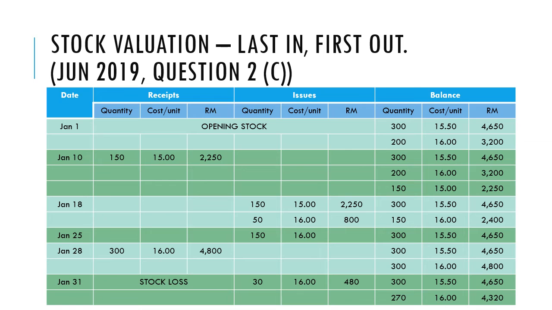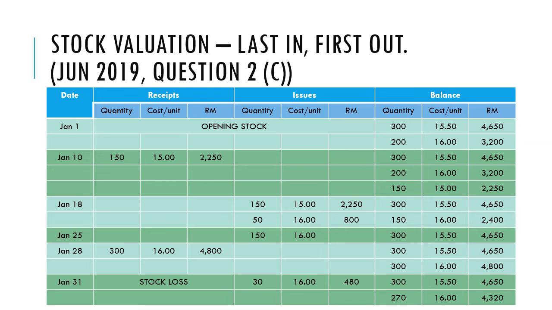Do not mix up your store ledger card. It must be older and then newer stock, and then put in the cost per unit accordingly. Yeah, 50 cents, 16 ringgit. So you should get the total by multiplying the two items here. So you should get 465, 0, 3200.